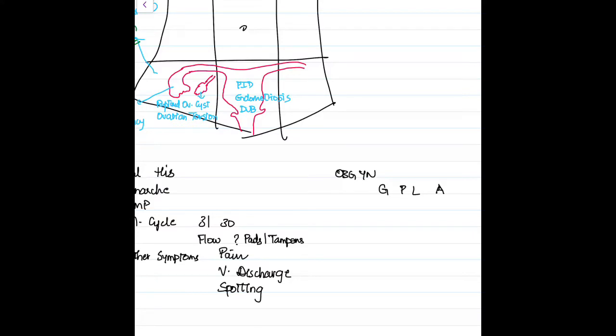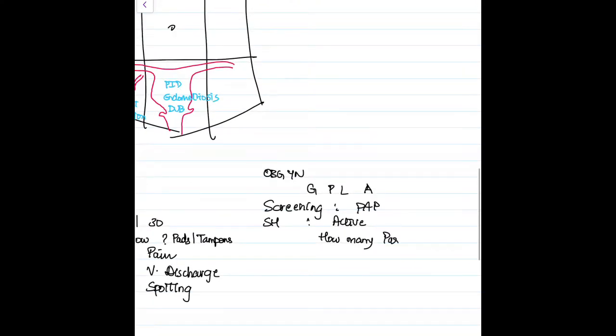And then I am going to ask her about screening. You can ask her about pap smear. And after that, it's going to be sexual history. Are you active with men, women, or both? And how many partners have you had recently? And do you use contraception? This gives you an idea about PID. That's it. These questions. This is lower abdominal pain for you.